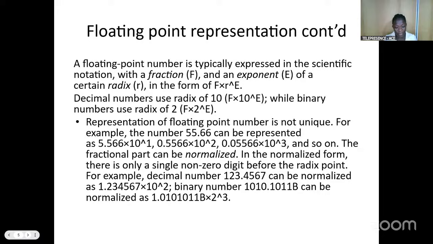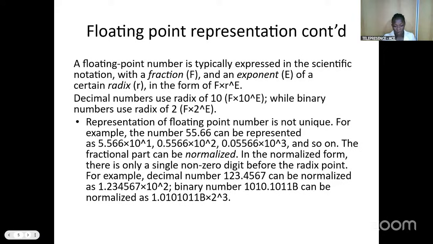That is, we are only taking 1. When that is raised to the power of 1, anything raised to the power of 1 is still the same number. So when we multiply 5.566 times 10, you still get your 55.66. Just like we can also represent it using 0.5566 times 10 raised to the power of 2.